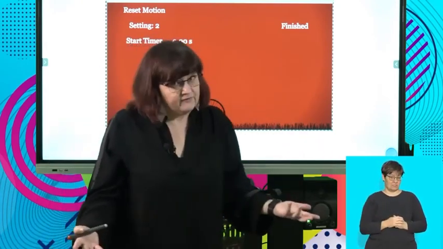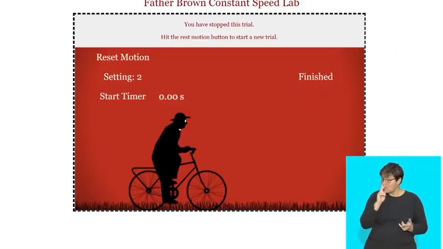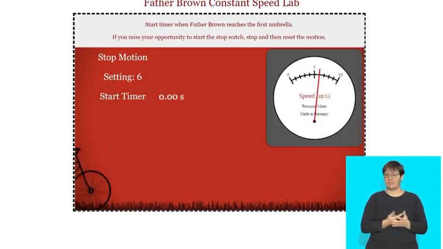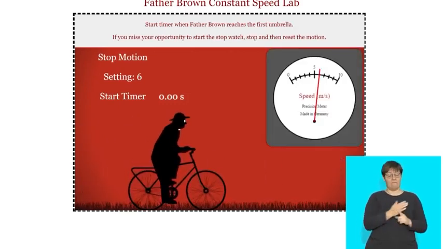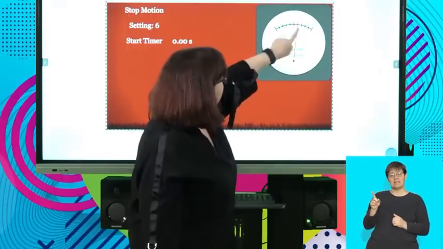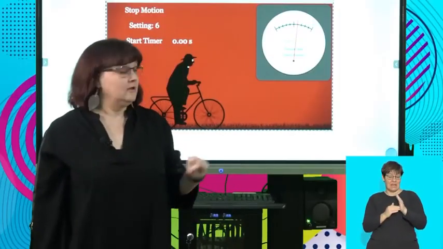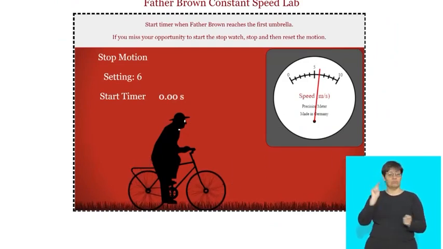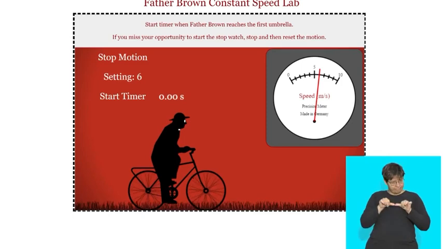Does it matter how fast he's going? Well, let's see. Let's make him go a little bit faster, just because we can. So there we go. Ooh, much faster. And if you look there, he's going at 6. Still constant motion. His velocity isn't changing. His speed isn't changing. Okay, that means it's constant. We can do one more.